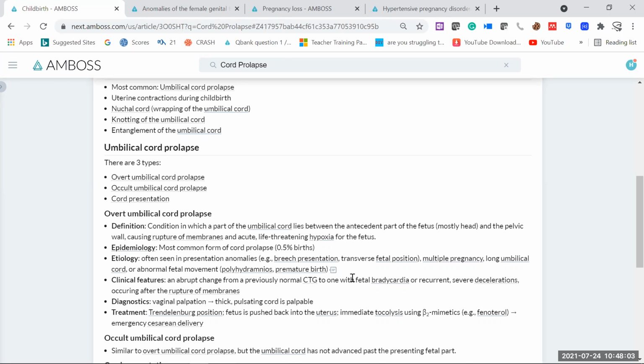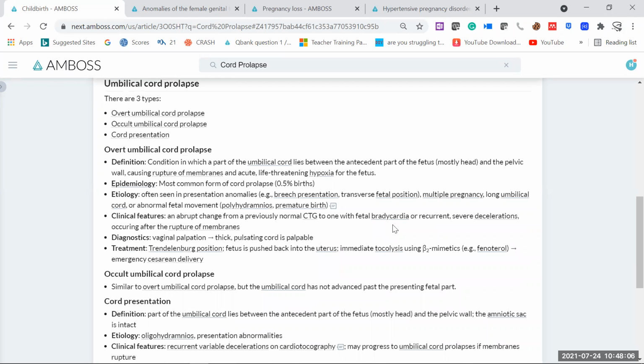Clinical features: an abrupt change from a previously normal CTG to one with fetal bradycardia. As soon as the cord prolapses, you will appreciate on CTG a sudden drop in the fetal heart rate. Bradycardia means the fetal heart rate goes below 120, so 80, 90, 70 are typical bradycardias. If it's above 160 beats per minute, that is tachycardia. There are severe decelerations occurring after the rupture of membranes. As soon as the membrane ruptures and the prolapse is there, you will see a sudden decrease in the fetal heart rate, maybe going down to 60 beats per minute. Below 120 is bradycardia, and you will appreciate severe bradycardia on the CTG machine.